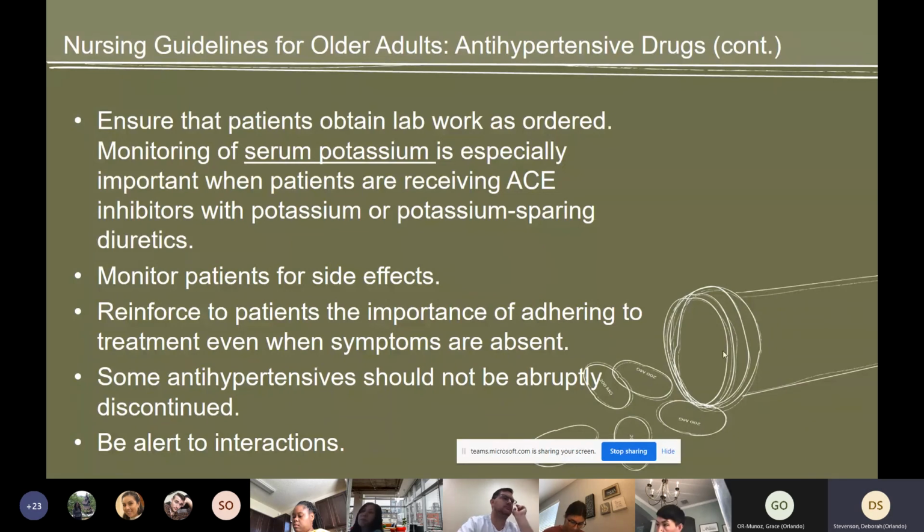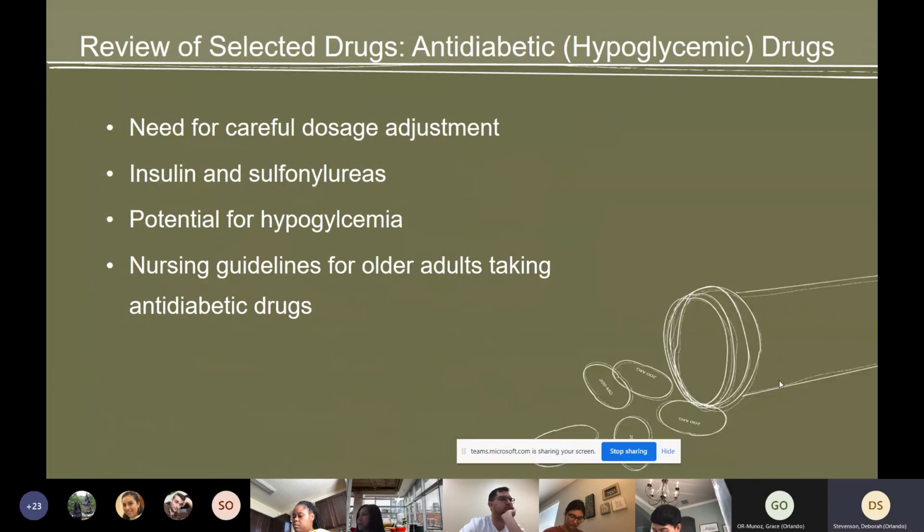All right, hypertensives, or I should say antihypertensives. Well, let's talk about hypoglycemic drugs. There's always a potential for hypoglycemia. If somebody is taking an anti-diabetic drug, there's always a potential for that patient to develop hypoglycemia, because it might be a little bit too much drug. That's why with our older patients, we want to really be monitoring how much they're taking of the medication.